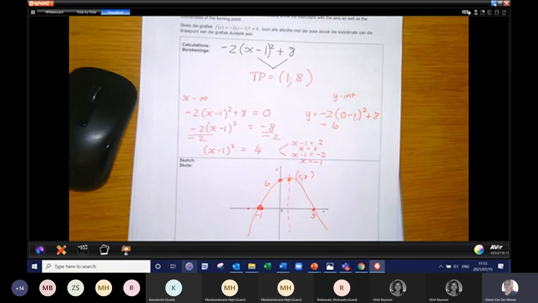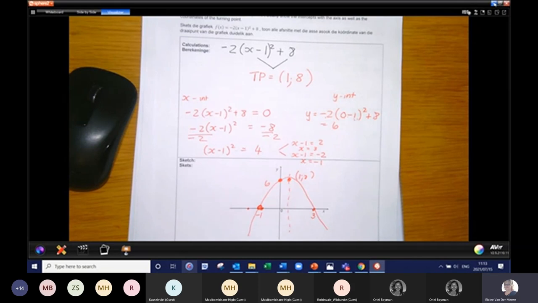Then the y-intercept, we already got the 6 and the turning point. We can just follow the turning point formula and read it off. We don't need to do any calculation. And then we have a neat parabola for you there. Right. So I'm sure we can all sketch this graph now. Now, let's talk about the questions after that.